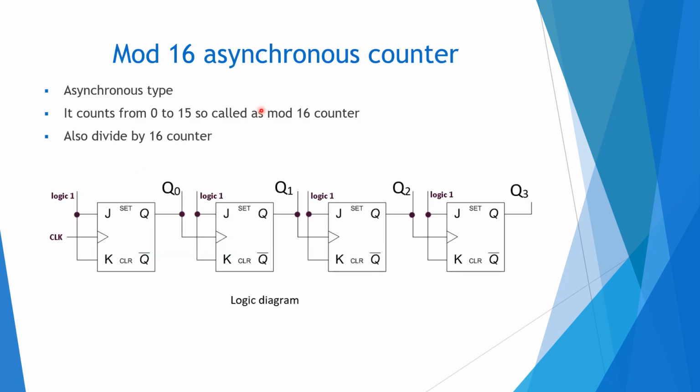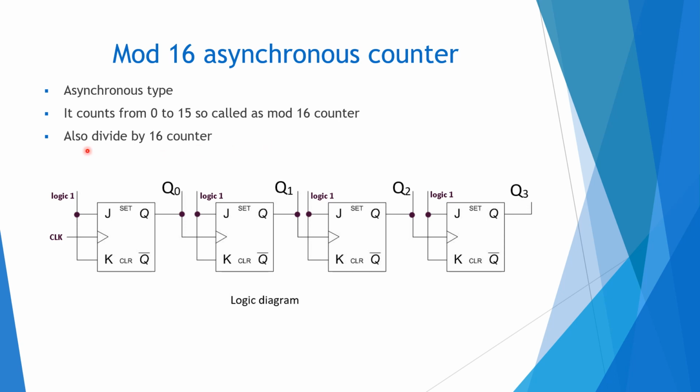So this is a mode 16 asynchronous counter. Why is it called mode 16? Here you can see there are 4 flip-flops, so the number of counter states is 2 raised to 4, that is 16. It counts from 0 to 15, so it is called a mode 16 counter.